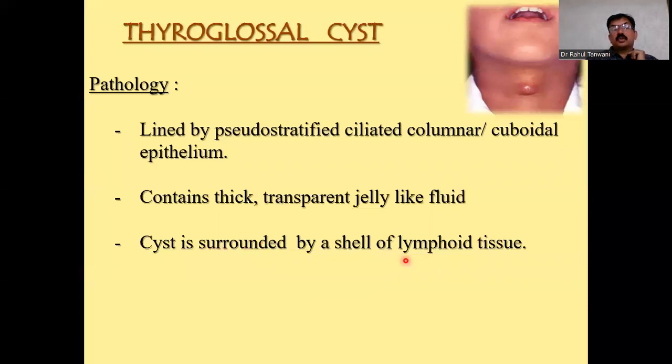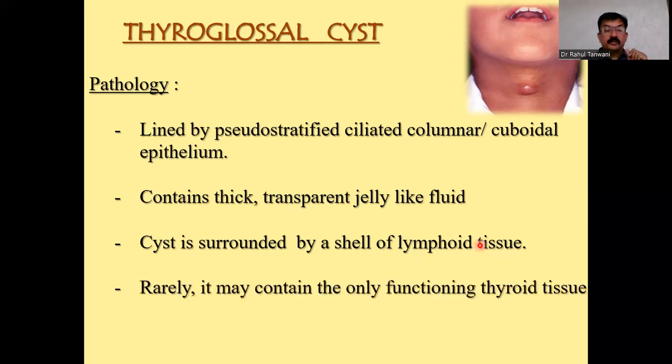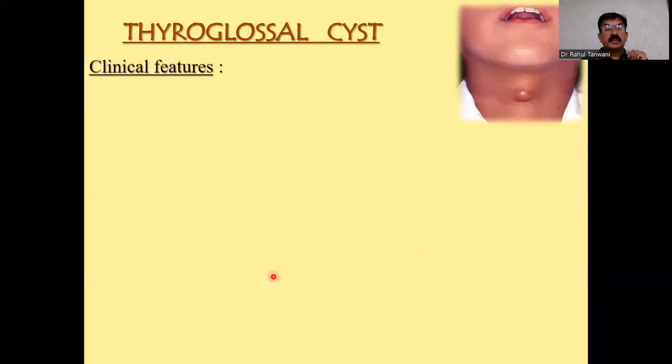It is surrounded by a shell of lymphoid tissue. Now, what is important about this point? We'll see in the next slide that the cyst is surrounded by lymphoid tissue, and what is the significance? And even more important is that rarely it may contain the only functioning thyroid tissue. Again, we will elaborate these two points in our next slides. But for now, these are the pathological features of this slide.